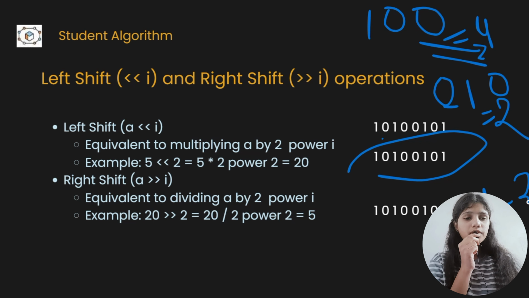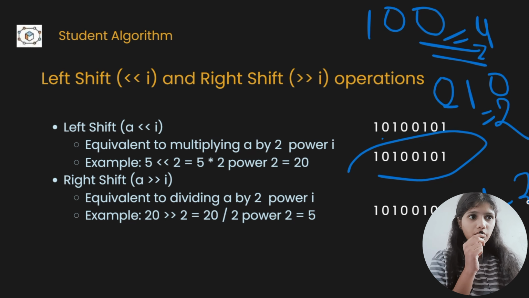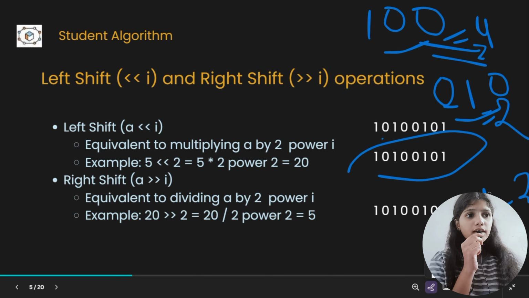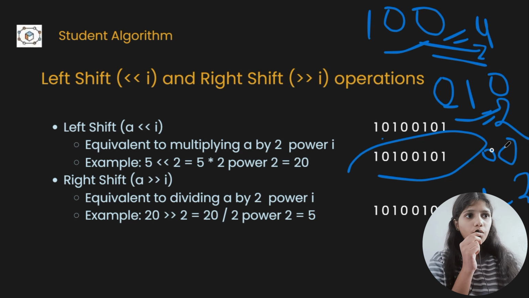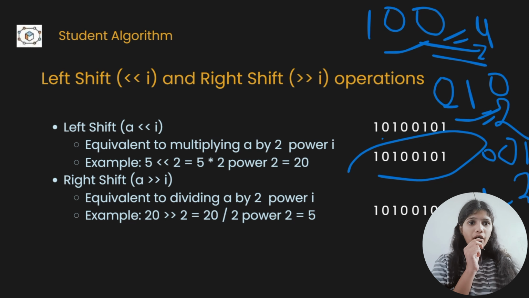Whenever you move something to the right side, it will be divided by 2 power I, where I is the number of times you have shifted. I shifted here one time, so that's why I am dividing 4 by 2 power 1. If I shift 2 times, that becomes 0 0 1, which is nothing but 4 by 2 power 2. 4 by 4 is nothing but 1. In this way we can find the exact values, based on how many times the right shift or left shift happened.